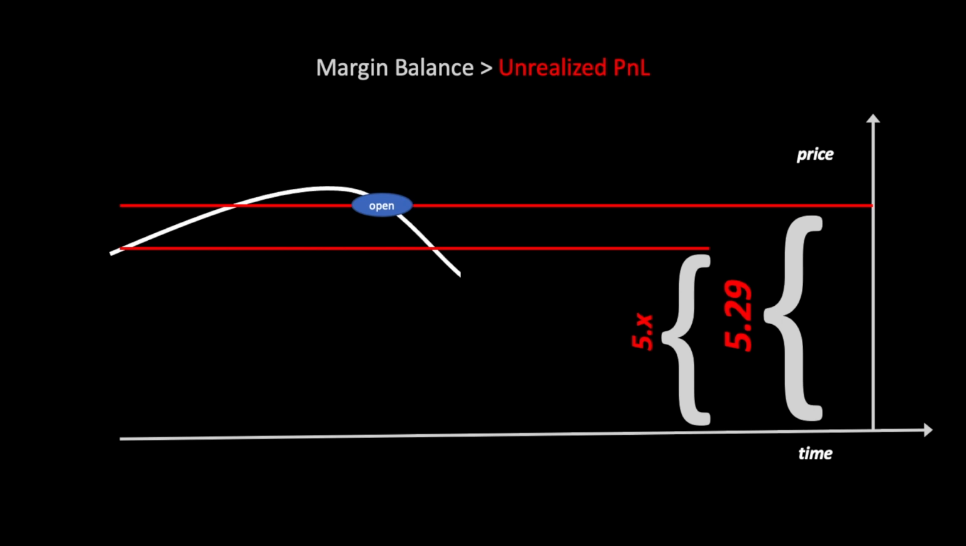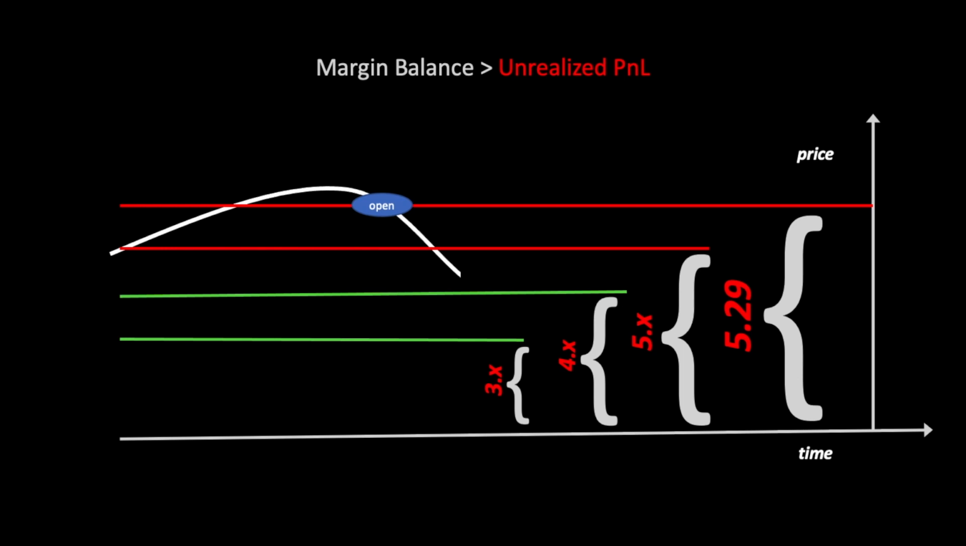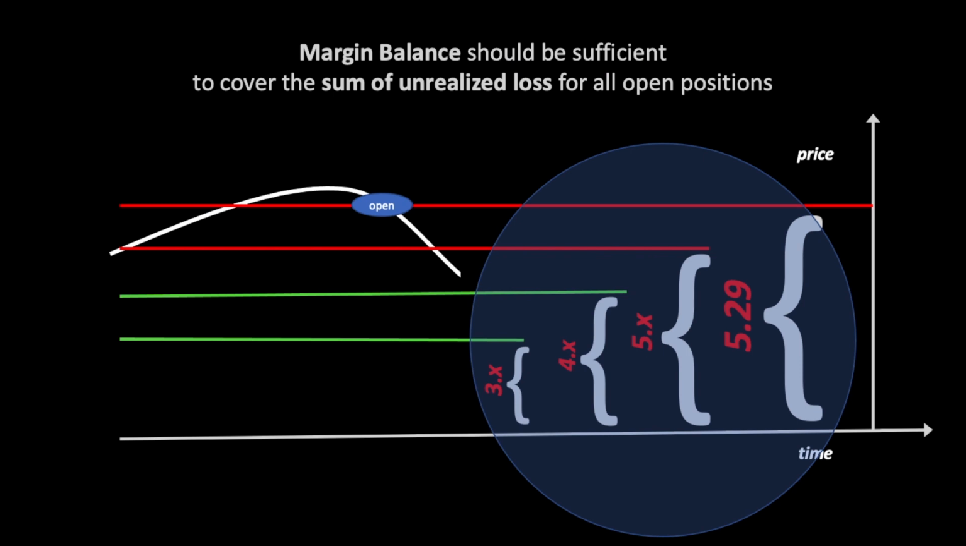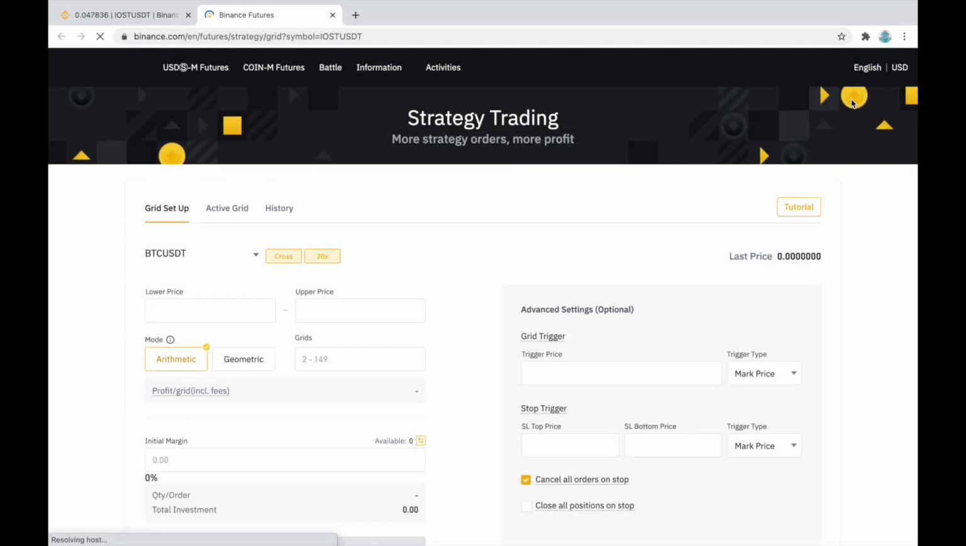When we're grid trading, each of your grids is going to be potentially an open position. Naturally, the possible loss will be smaller with each grid, because you will open each of them at a lower price level. The sum of all possible losses is the amount you should maintain in your margin balance. Let me say this again. Your margin balance should be sufficiently large to cover the sum of all unrealized losses for all of your open positions. Let me go back to Binance now and set up the smallest possible grid I can afford.